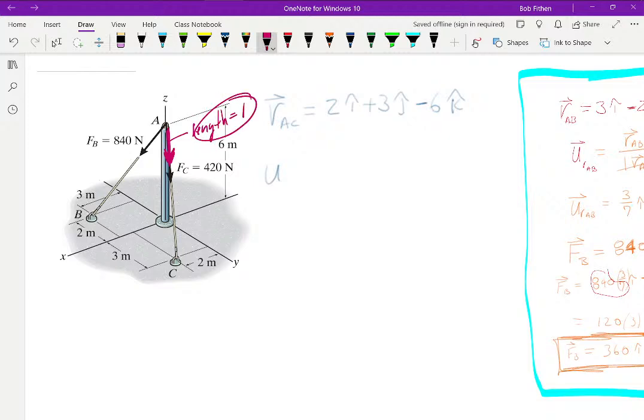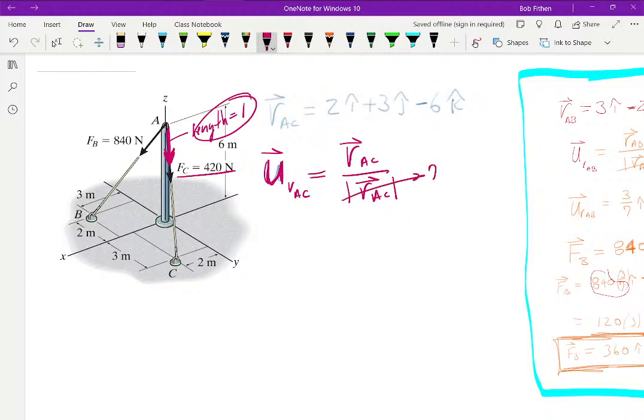Why do I want length of 1? Because then I take that vector, multiply it times the FC of 420, and I get the actual FC vector. So here's what I'm going to do. I'm going to say the unit vector that points along AC is, of course, a unit vector, meaning it's of length 1. The vector itself divided by its length.